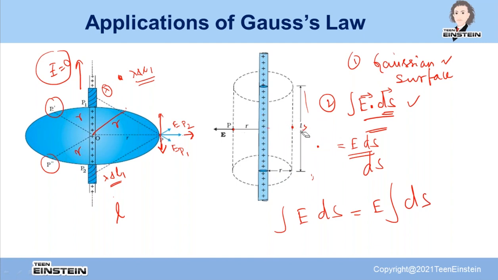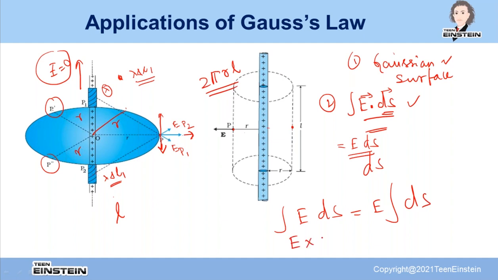It is 2 pi r into L, where L is the length of the cylinder, right? So we will get the flux. This integration will be 2 pi rL. So you have got the total flux now, right?